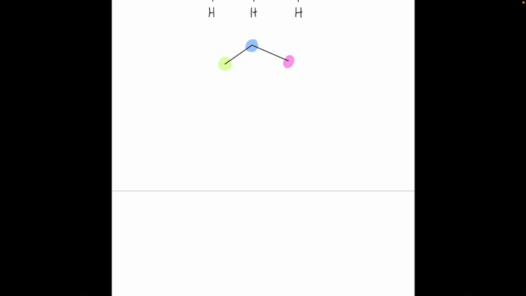All right, so let's do another one here. I'm going to put down this bond line structure. All right, and I want everybody to take a second and give me the molecular formula for this compound. How many carbons do you see? How many hydrogens do you see in this molecule here? All right, C what, H what?